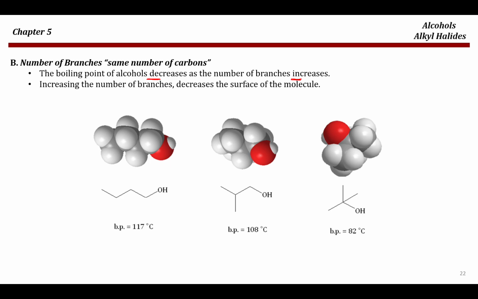So all these compounds have 4 carbons. However, as you can see here, this one has 2 branches, which are this one and this one. This one has only 1 branch, and this alcohol has no branches. And as you can see, as the number of branches increases, the surface area of the molecule decreases, so we have a smaller size molecule. Because of this smaller size, the interaction with other molecules will be smaller, and because of this, the boiling point will be lower. So the second factor which should be taken into consideration is the number of branches. As branching increases, boiling point decreases.